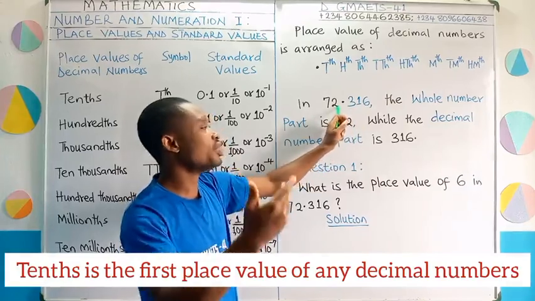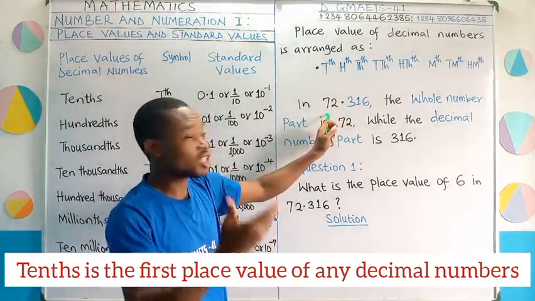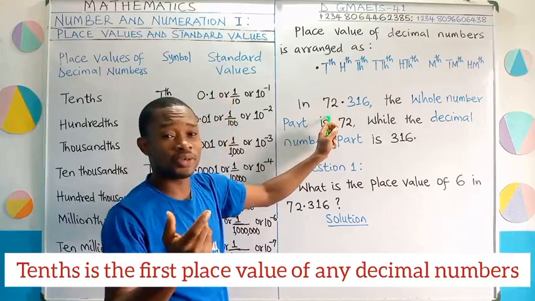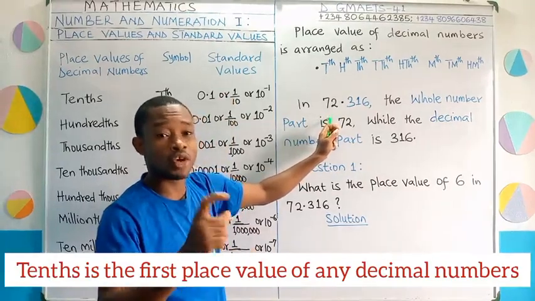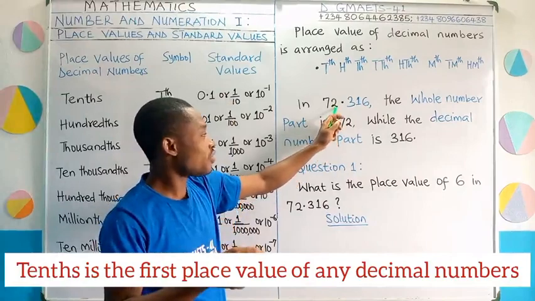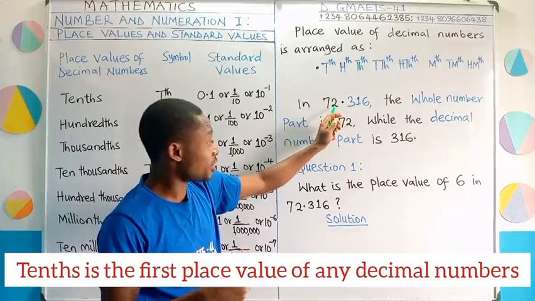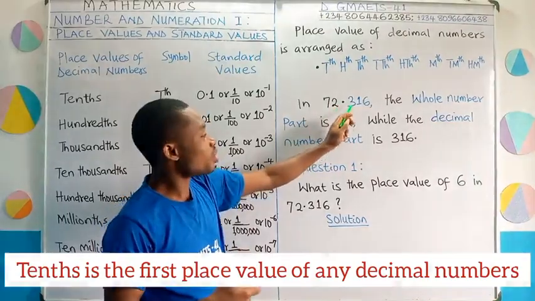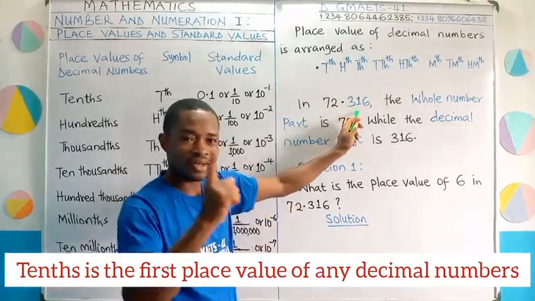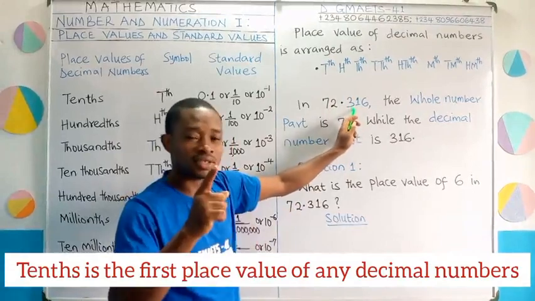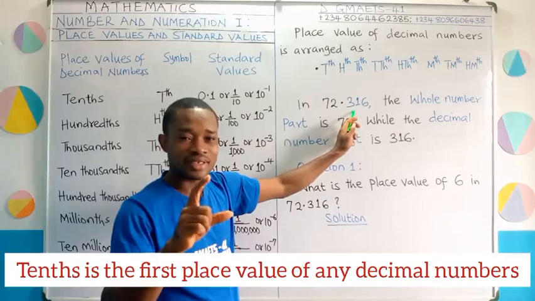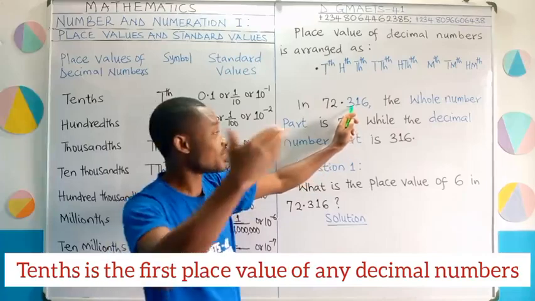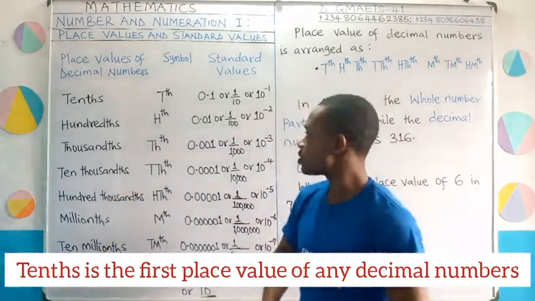You only talk about units in the whole number part, just like you learned in the previous video when we treated place value of whole numbers. You say the first place value of whole numbers is unit, in this case 2. When you come to the decimal digits, the first place value is tenths. There is nothing like units in decimal digits. Take note of that, please.